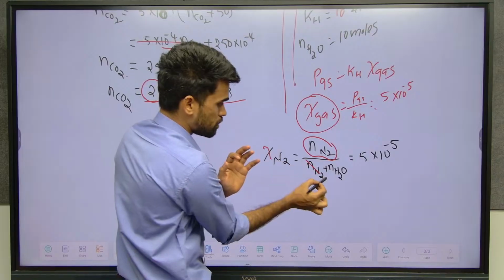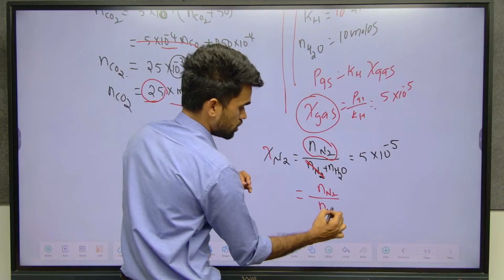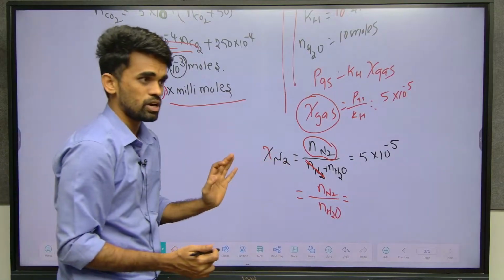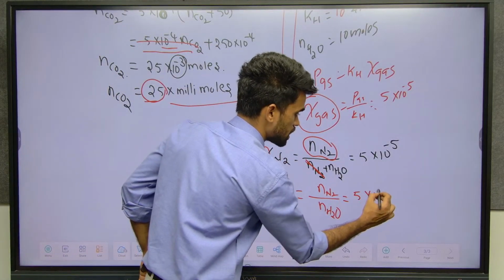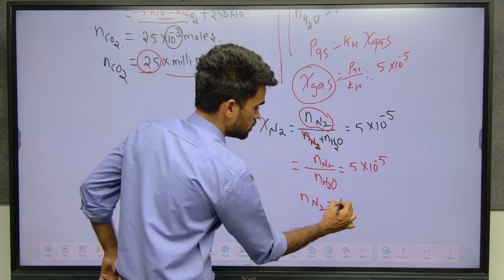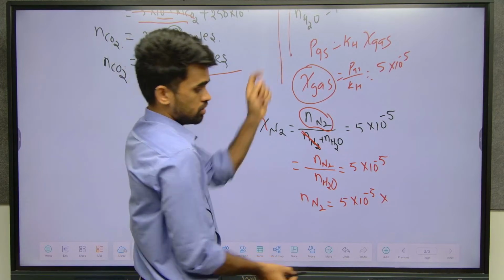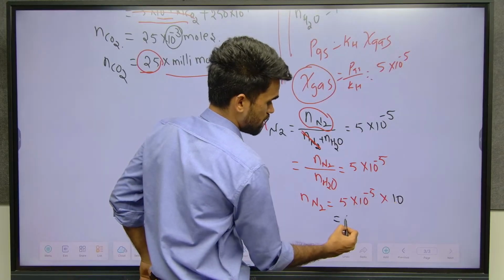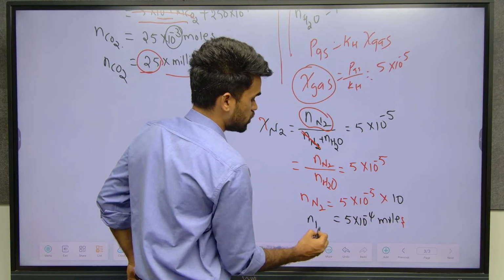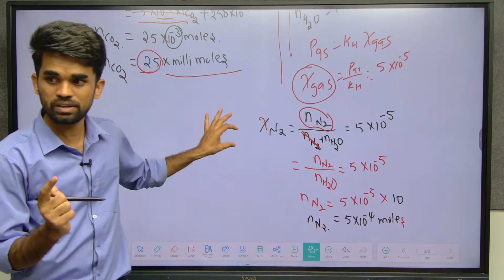So for simplification purpose I am removing this almost. So what will we get? N2 by N H2. Same thing you did here, you have cancelled out here. So here itself you can do that. So 5 into 10 power minus 5. So next, what can you do? N2 equals 5 into 10 power minus 5 into N H2O. N H2O, how many? 10. So what is the value? 5 into 10 power minus 4. So how many moles of N2 dissolved? 5 into 10 power minus 4. Everyone clear with this? Okay.